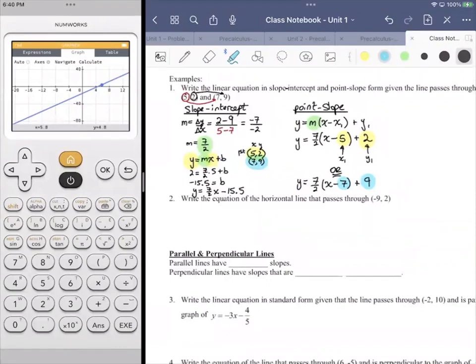For number 2, write the equation of the horizontal line. Just a little refresher: horizontal lines have slope equal to 0, so that means m is equal to 0. So if I use my point slope form, and by the way, I'm showing you these two techniques, but the preferred approach would be the point slope form.